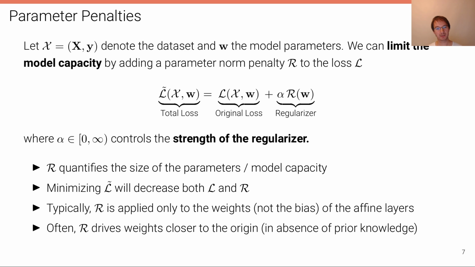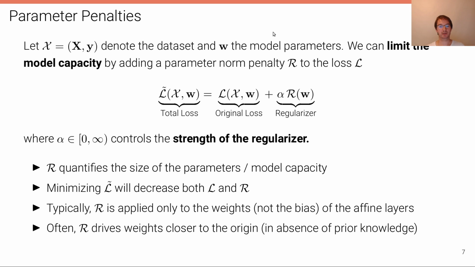Right. So R, this regularizer, should quantify the size of the parameters or the model capacity. We want to have few parameters that are active. We want to have a small model capacity that still fits the data well. And minimizing L tilde, this total loss, will decrease both L and R. So we have this competition between L and R here. We want to have a model that fits the data well, but at the same time is not too complex. And this is encouraged by optimizing both of these terms simultaneously, by having them both as a single objective combined with an addition here.